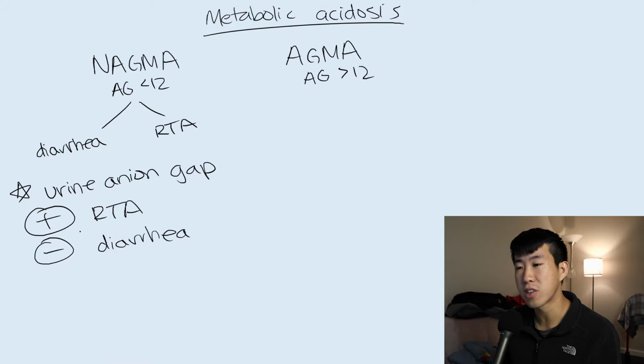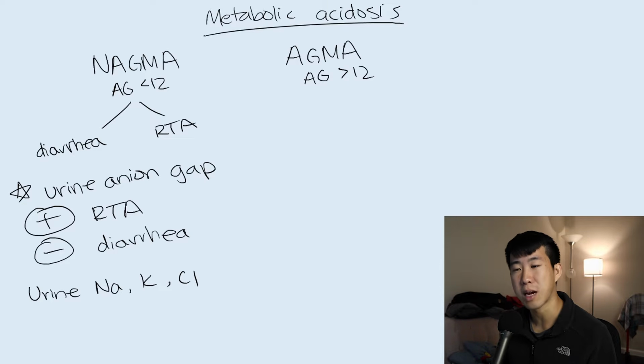The way that you test the urine anion gap is that you need to get a couple of urine electrolytes. You need to get the urine sodium, the urine potassium, and the urine chloride. And just to touch real briefly on why a positive urine anion gap suggests RTA.